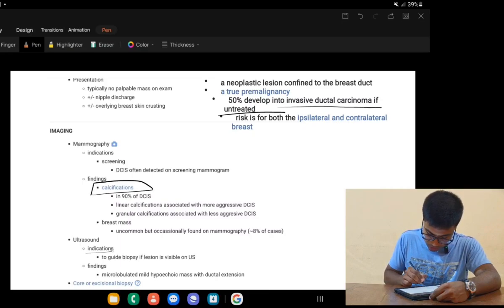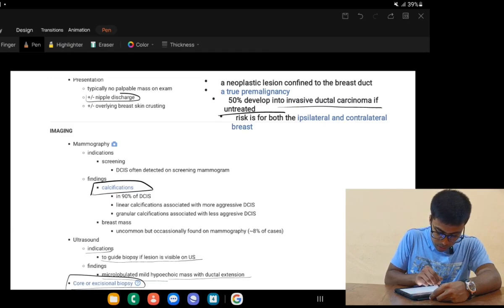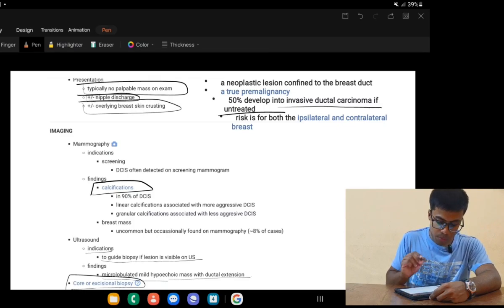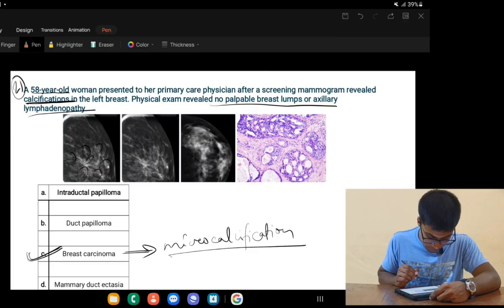Ultrasound is an indication to guide biopsy of the lesion, and the findings are a microlobulated, hypoechoic mass with duct extension. Post excisional biopsy should be done. Nipple discharge will be there. Overlying this, skin crusting will be there, and typically no palpable mass on examination. This is the perfect case.